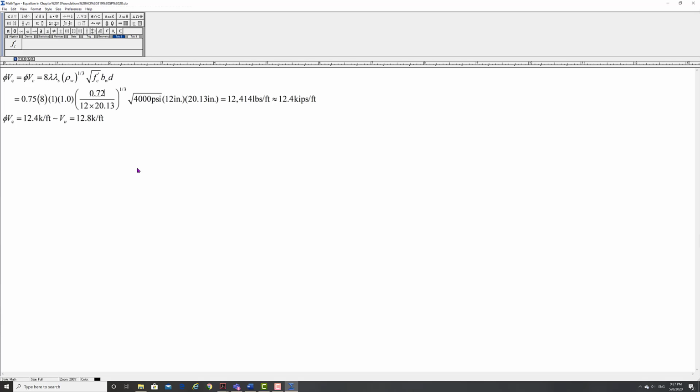No, you don't remember how to get that. Remember, I'll go here. Well, let me finish this one and I'll show you. Okay. So we have then 0.72 now divided by 12 divided by 20.13. We're going to raise that to the 1/3. Right. And we multiply times 8 times 0.75 times 12 times 2013 times the square root of 4,000.